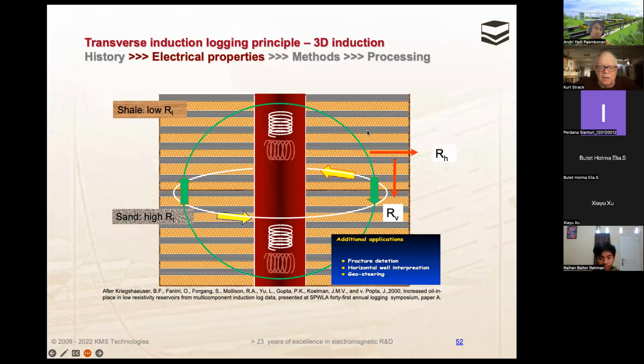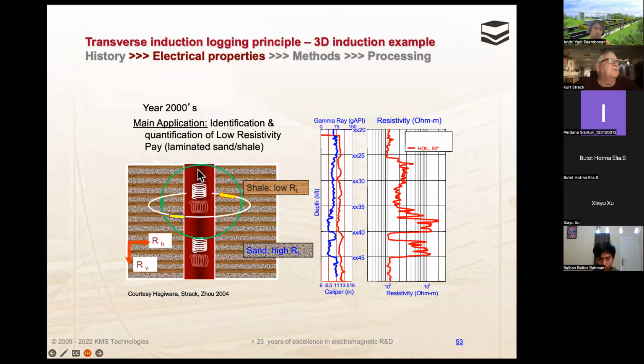Next, we will look at an example from test measurements. Where's my cursor? There we go. And we see here the horizontal induction currents and the vertical induction currents. The sand has high resistivity and the shales low resistivity. The gamma ray is higher in the shale zones. And here we have the horizontal resistivity.